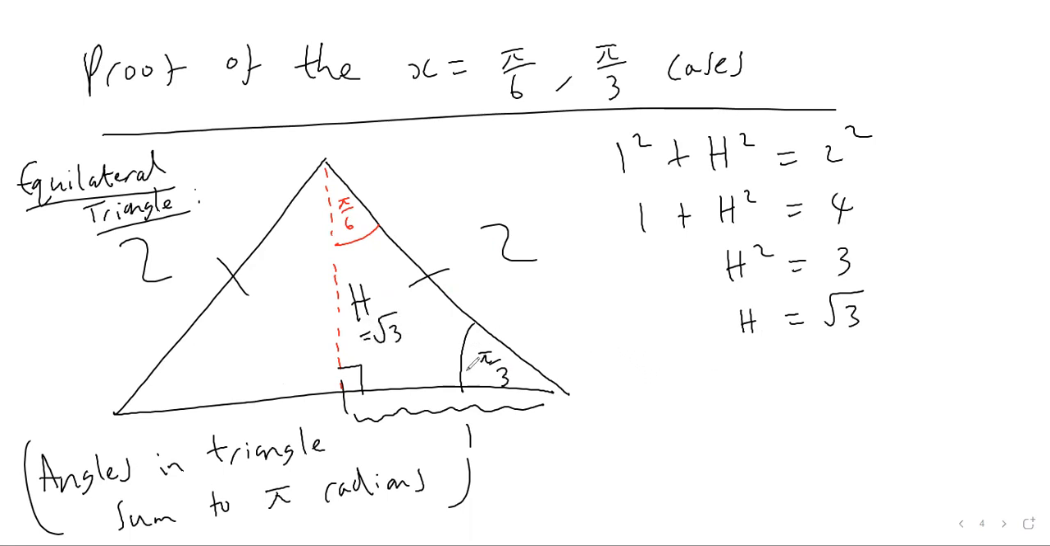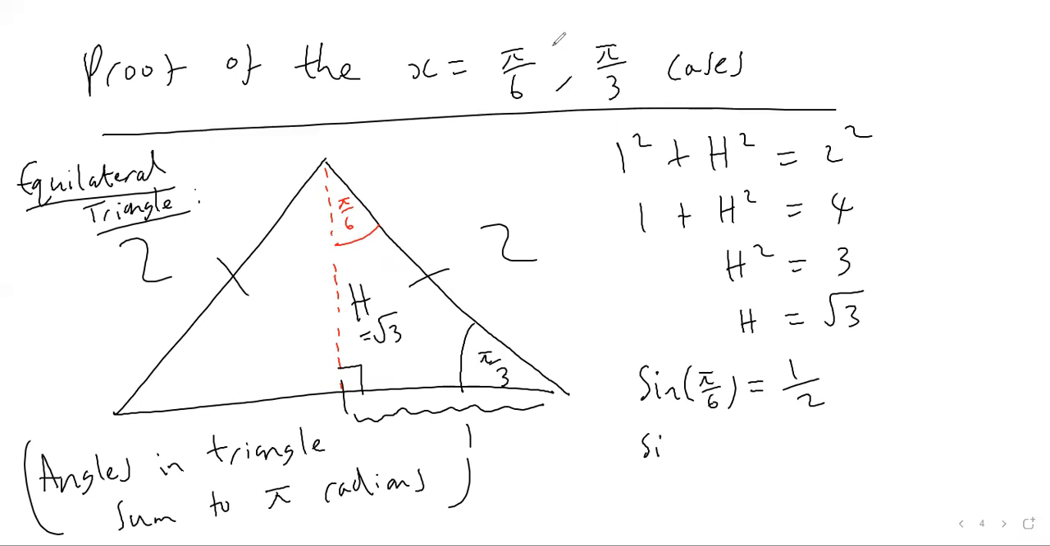So let's start with pi over 6. So sin of pi over 6. Remember, sine using SOHCAHTOA is opposite over hypotenuse. Opposite to this pi over 6 in this right angle triangle is 1, and the hypotenuse is 2. So sine pi over 6 is 1 over 2.